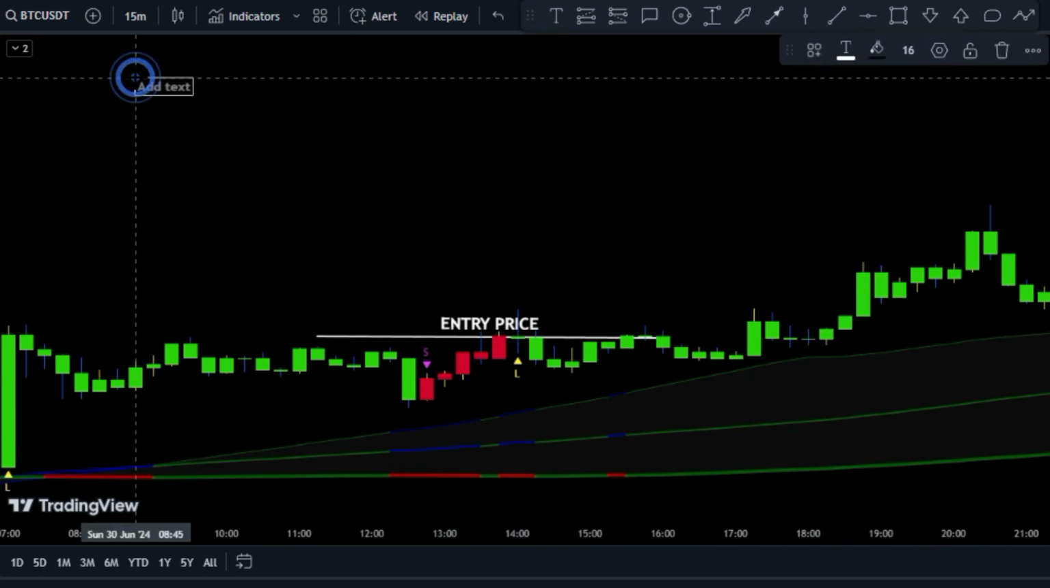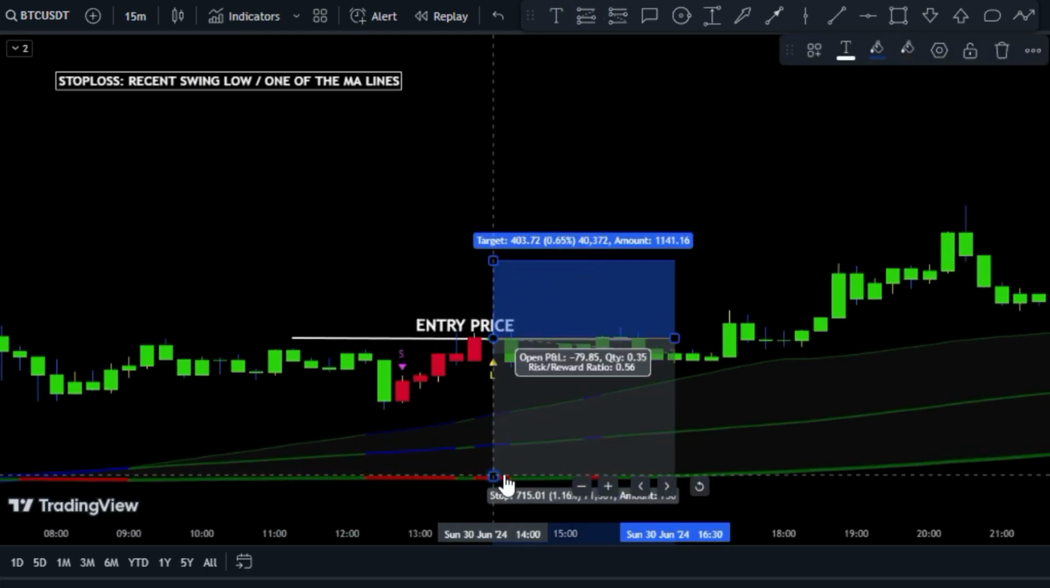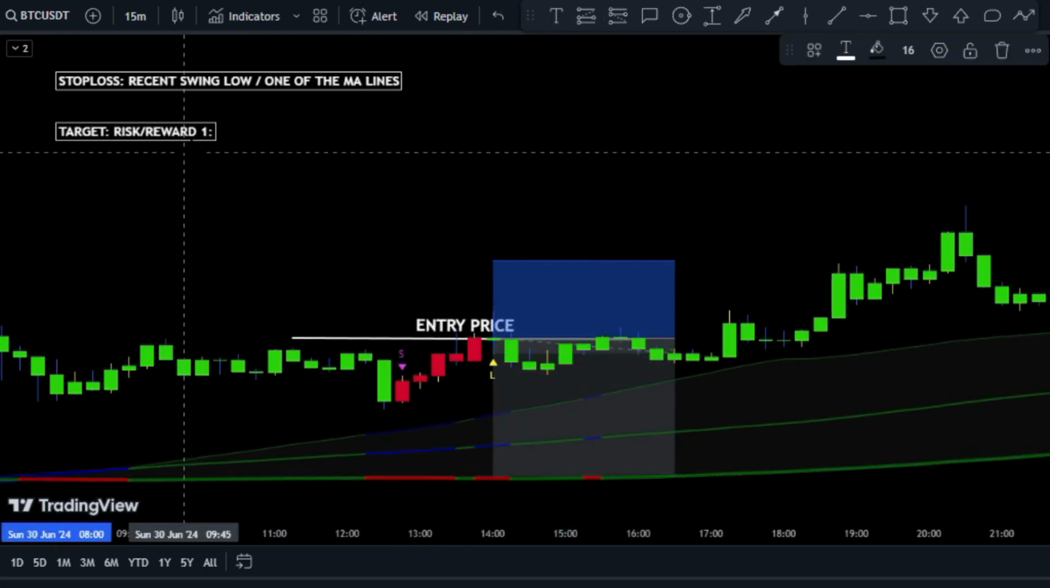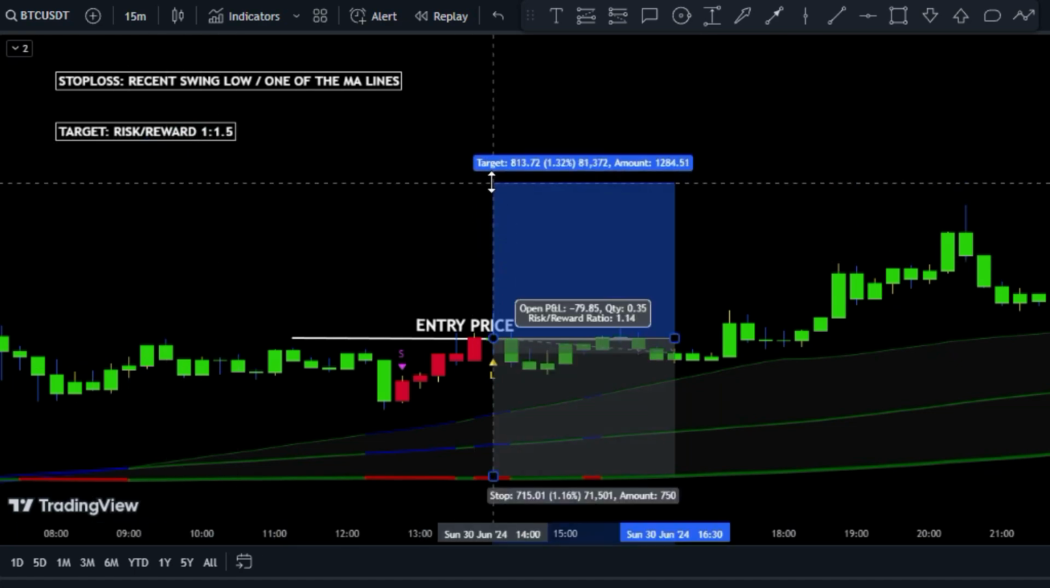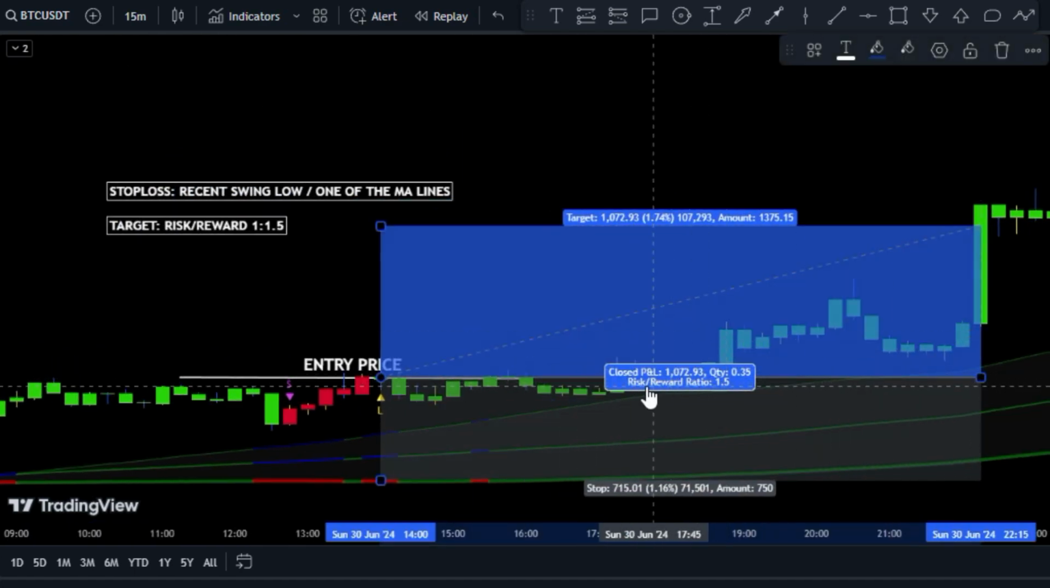To manage risk, set a stop loss for the trade using a recent swing low or one of the moving averages as a reference point. For an effective exit strategy, use a risk-reward ratio of 1 to 1.5. This will help you balance potential profits with risk management.